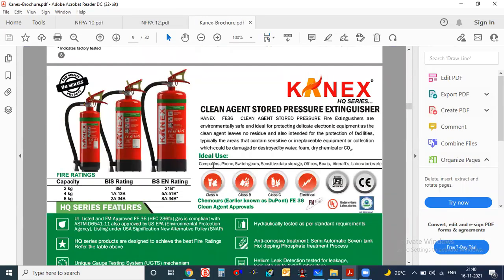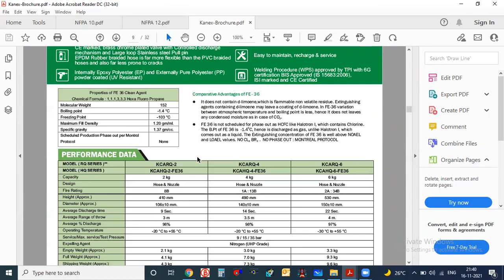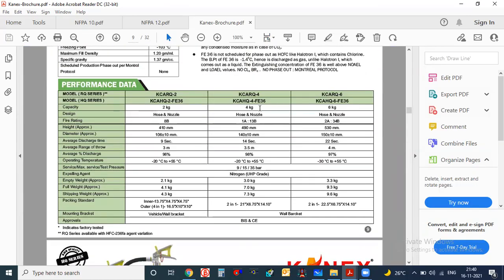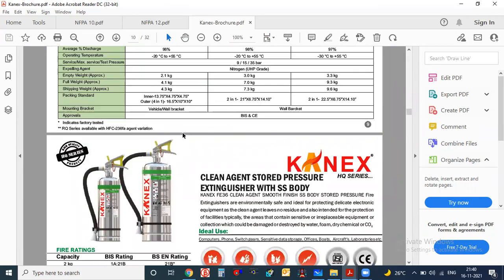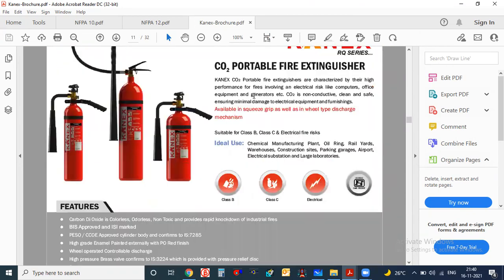Clean agent stored pressure: its ideal uses are computers, phones, switch gears, data storage, offices, boats, aircraft, laboratories. And here the kgs are given, 2 kg, 4 kg, 6 kg, and the throw is also given, 3, 3.5, 4 meters, and standard packing. Okay, these things are given.